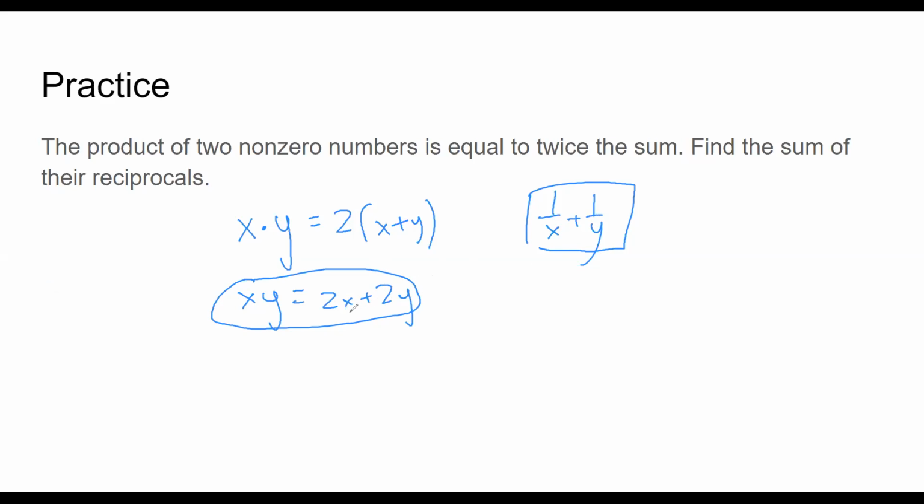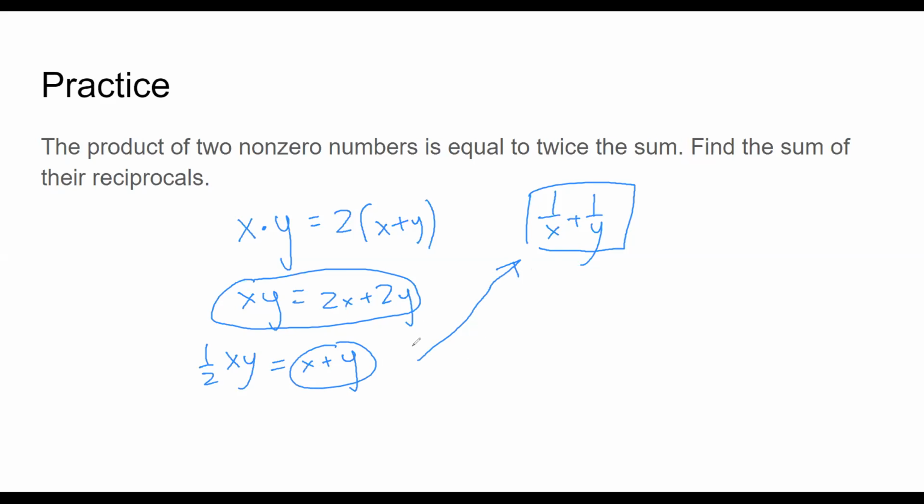What can we do? Divide both sides by 2? Yeah, that's a good idea. So, x plus y. Now there's something we can do here. We can turn x plus y into 1 over x plus 1 over y.